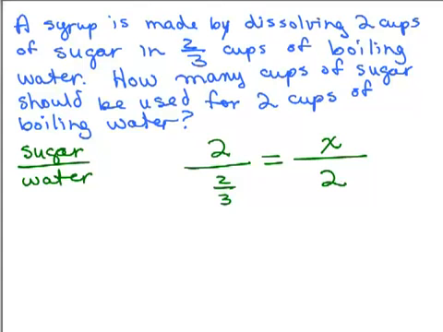So that's what your proportion should look like if you did it as sugar over water. If you did water over sugar, the fractions would all be the reciprocals. Okay, so now we can do our cross products.